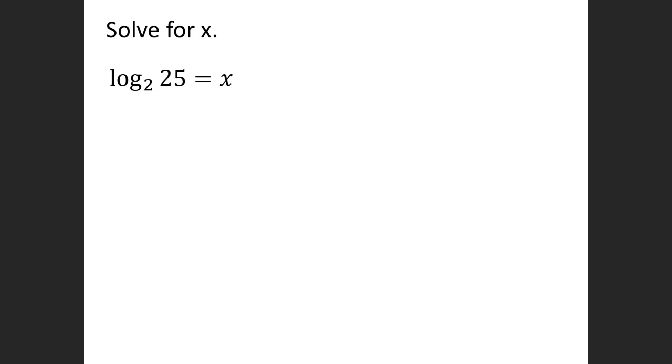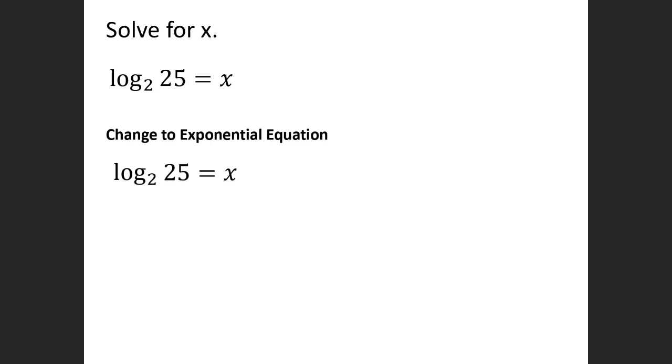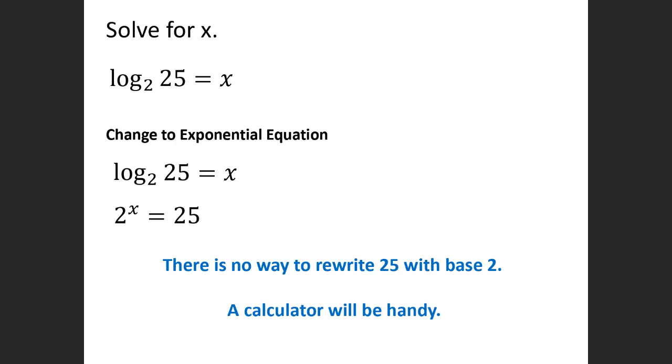Let's do a few more examples here. So let's look at this one. We change it to an exponential function. Then our base is going to be 2. This whole log is equal to x, so x is going to be our exponent. And then 25. In this problem, there is no way for us to rewrite 25 so that it has a base of 2. For example, 2 squared is 4, 2 cubed would be 8, 2 to the 4 is 16, 2 to the 5th is 32, so we can't write 25 in that way.